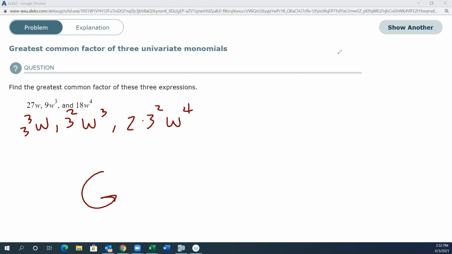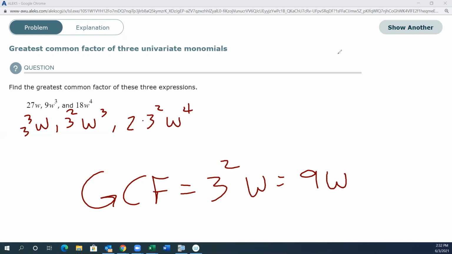Oh, write this. That would be cool. So they all have at least 2 3's. That's the minimum. And they all have at least 1 W. So 9W is it. That is the greatest common factor.